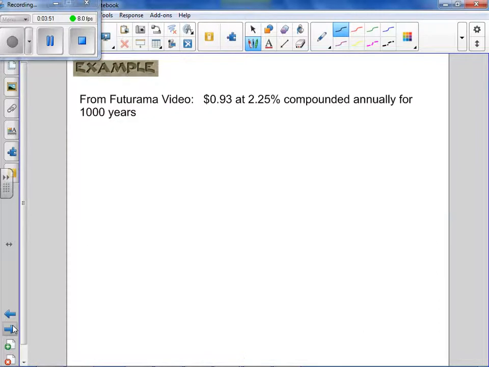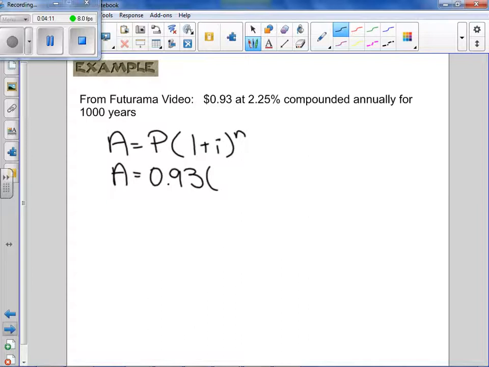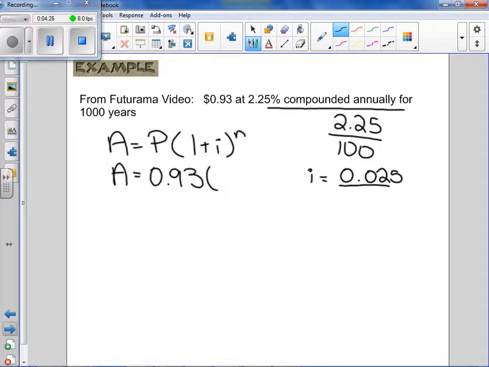I have one more quick example to do. And all we're going to do is show why the Futurama video was right. So I have a compounded question. And now I'm just going to plug in what I know. So Fry had 93 cents. He then went into the future. Okay? The bank had a rate of 2.25%. We've got to change that to a decimal first. And his is compounded annually, so if I want to find i, I divide that by once a year, and I get 0.025. So that goes in for my i.